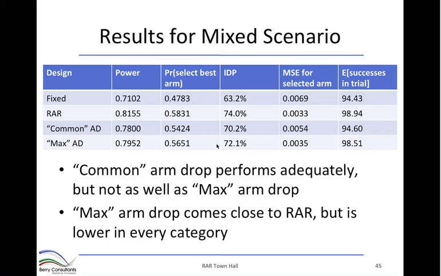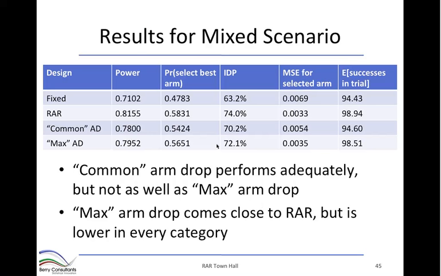Here is the mixed scenario. So this is a situation, same kind of qualitative picture. They're a little bit closer here in terms of the RAR versus the two arm dropping designs. But again, for these goals, you get the issue that they are well ordered. So the fixed is clearly the worst, and it's demonstrably worse. You don't want to do this.